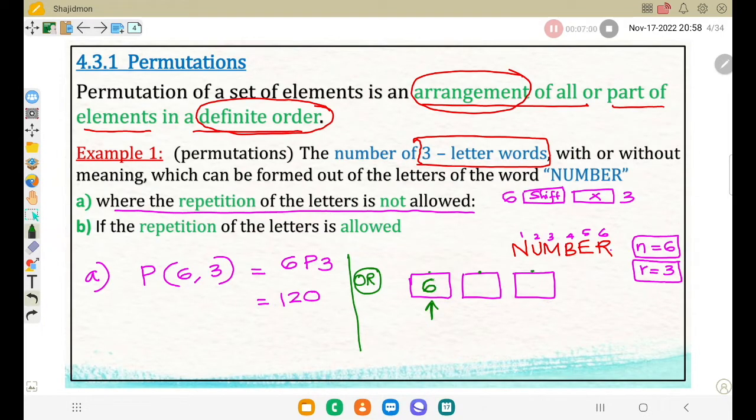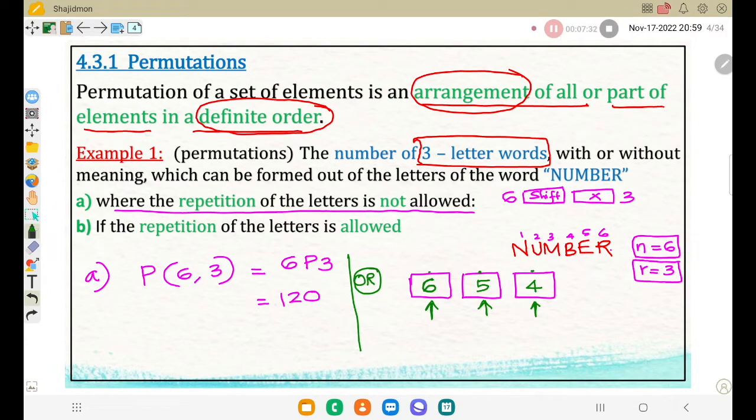So after the first box has 6 options, how many letters are possible in the second box? 5, because the letter we wrote in the first box we cannot write in the second box. Repetition not allowed. Now we wrote one letter in the first box and one in the second, so those cannot be written in the third box. So how many possibilities do we have in the third letter? That is 4 options, correct?